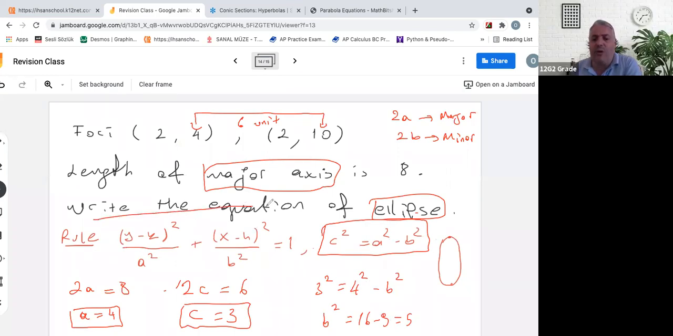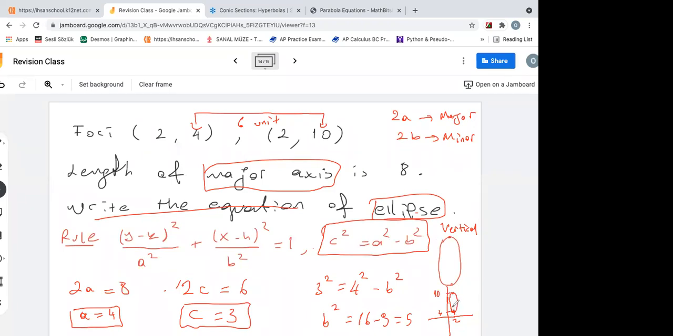The question is to write the equation. So this is the equation, (x minus h) squared, whenever you have a vertical ellipse. How can you understand whether your question is vertical or not? Just put the given points. The first point, x is 2, y is 4. The other, x is 2, y is 10. So it is here, 10. If these are my points, that's it, right?